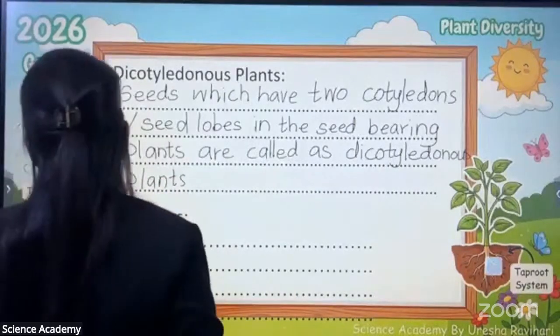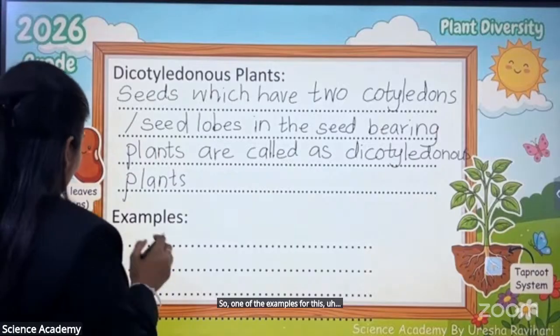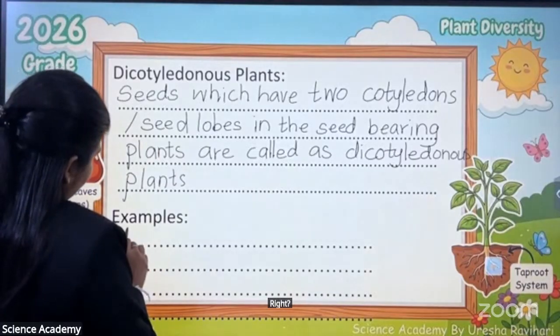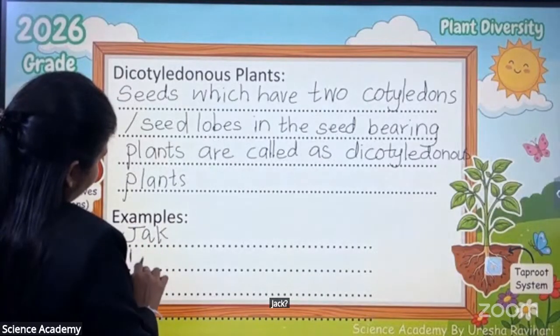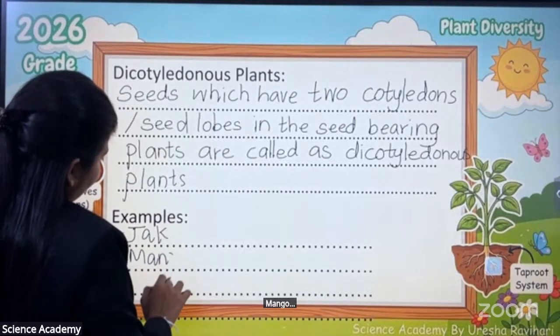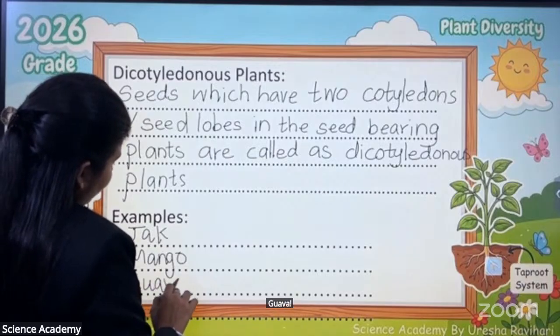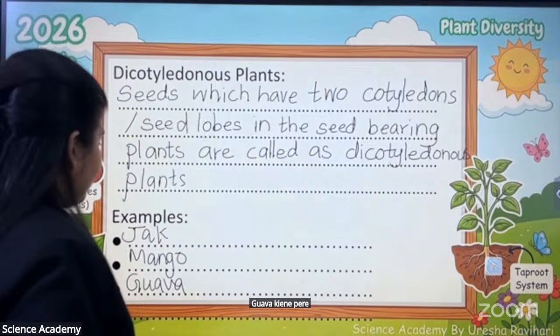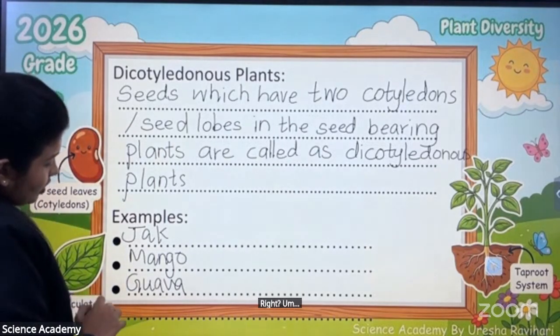So what are the examples for these? Jack, mango, guava. Guava means pera, not gowa. Okay, right? Yeah. Banyan.